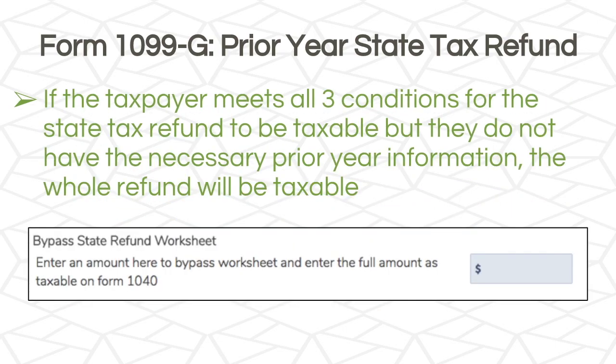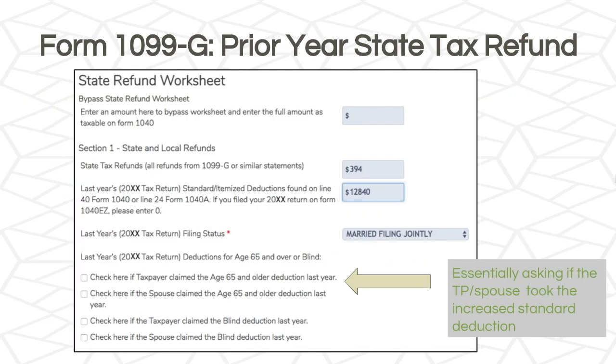If the taxpayer meets all 3 conditions for the state refund to be taxable, but they don't have the necessary prior year information, then the whole refund will be taxable. So when we're looking at the software, TaxSlayer, we'll see at the very top of our state refund worksheet, there will be this section that says bypass state refund worksheet, and it will make the full amount of the refund taxable. But hopefully for most taxpayers, you won't need to use this bypass because they should have access to their prior year information. And so in that case, you'll start off with section 1.